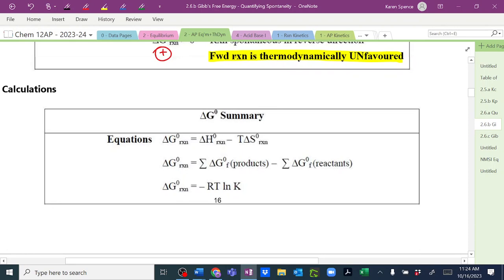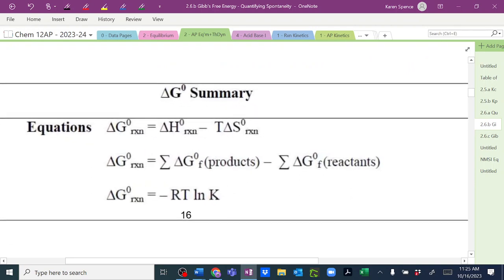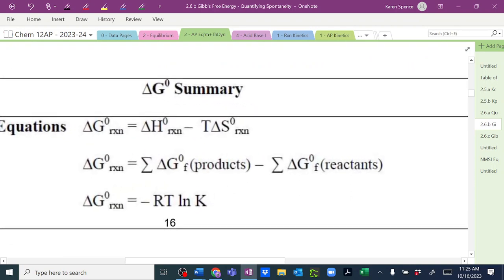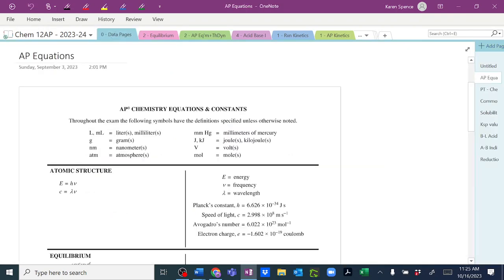And the final thing you need to be able to do with delta G is you need to be able to do calculations with it. All of these formulas are given on your golden sheet. Let's go take a look at our golden sheet.